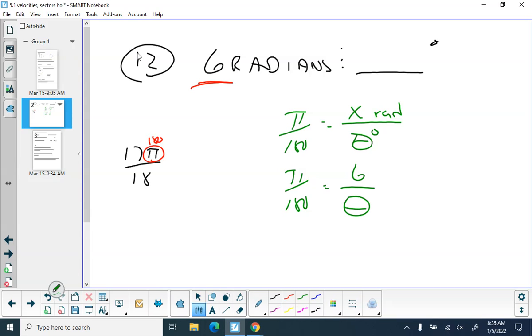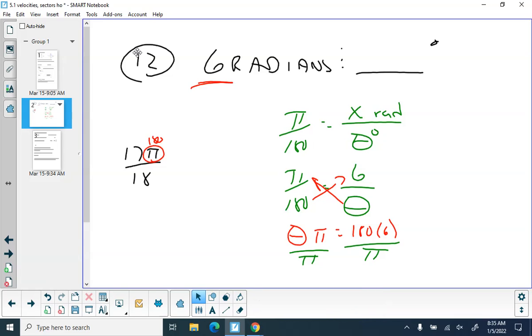This gives us a proportion that we have to solve. We diagonally multiply. We have theta times pi is equal to 180 times 6, but we want to solve for theta here. So solving for theta, we have to divide both sides by pi. Now that value of pi is 3.14.